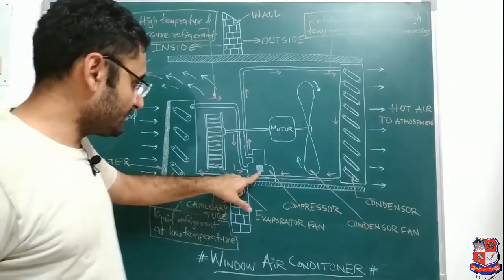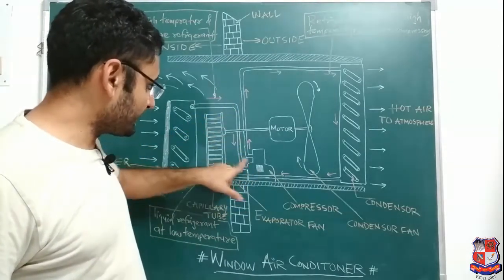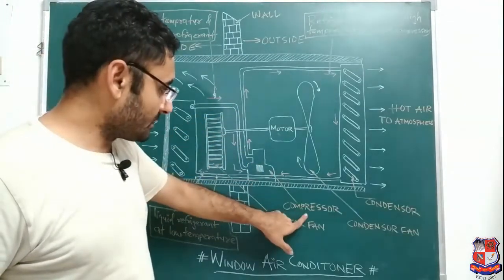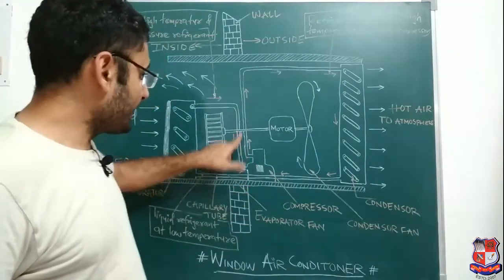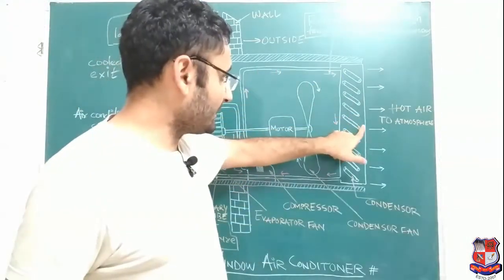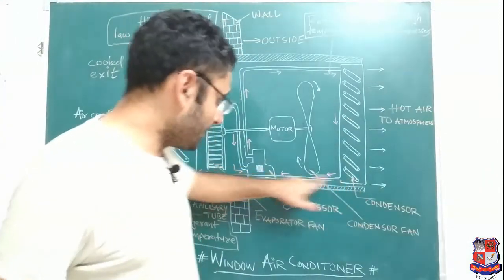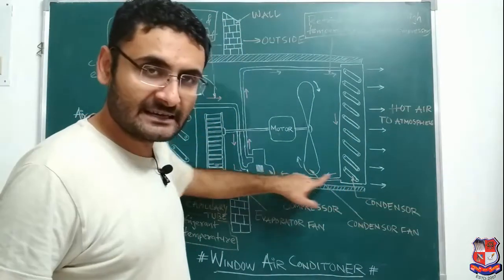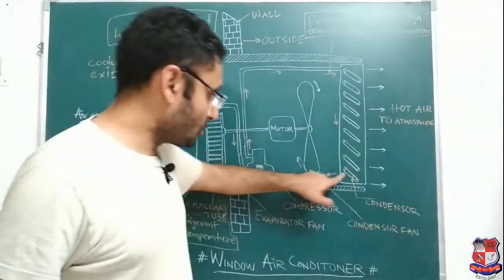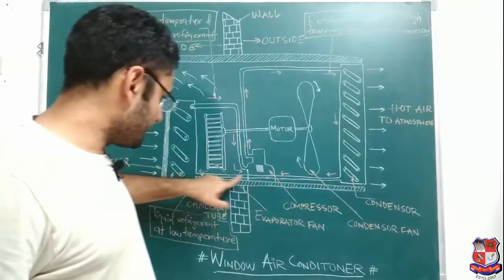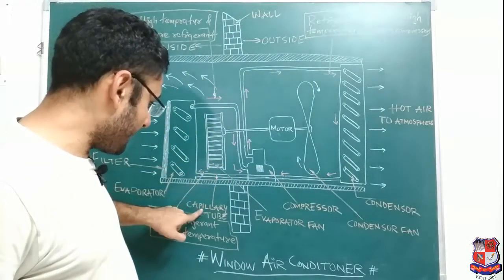The evaporator is connected to the compressor, so I wrote compressor over here. Then the outlet of the compressor is connected to the condenser, so I wrote condenser. And the outlet of the condenser, in the VCR cycle, is connected to an expansion device. Here the outlet of the condenser is connected to a capillary tube.